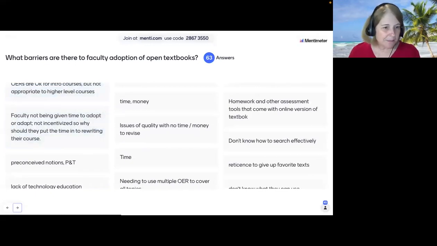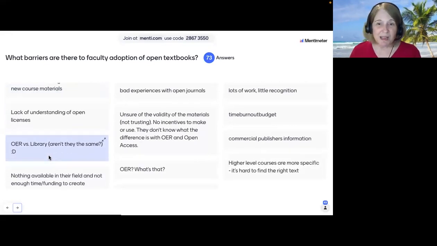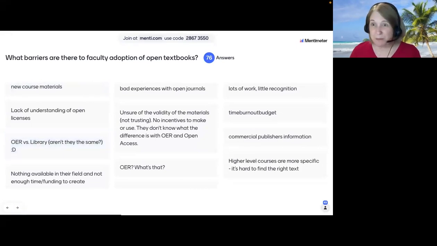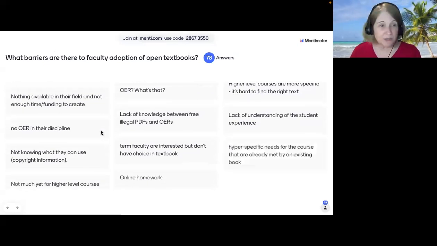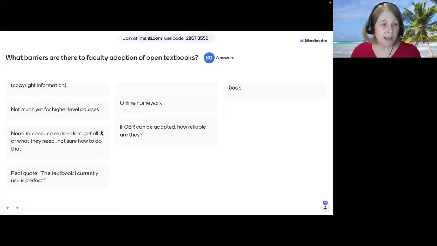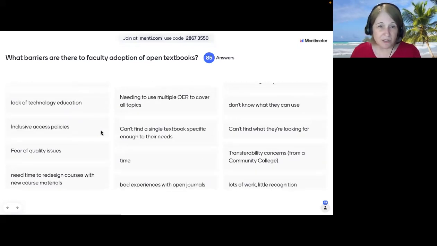Money, I see lack of technology barriers, reticence to give up favorite texts, not knowing where to find them. Yes. Quality issues, concerns about that. Burnout, demands on faculty time. Budget, maybe not having an OER budget, I can relate to that. Copyright questions, not knowing what they can use, yes. OER not being available for all courses, not much yet for higher level courses. Again, the online homework and ancillary materials. Reliability questions.